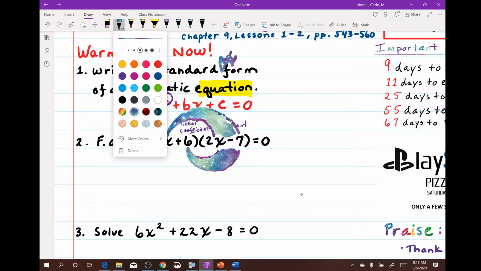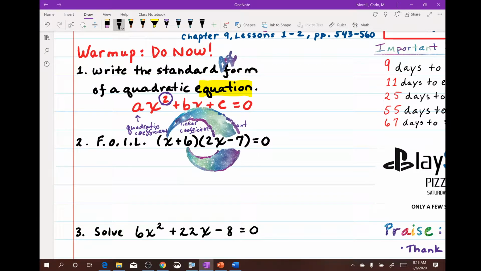All right, so here's how we solve this out. In Algebra 1, we do it step by step. In Algebra 2, guess what? You should still do it step by step. So the first terms are x times 2x. Put that in parentheses. Plus outer, which would be x times negative 7. Plus inner, which is 6 times 2x. Plus last, which is 6 times negative 7.